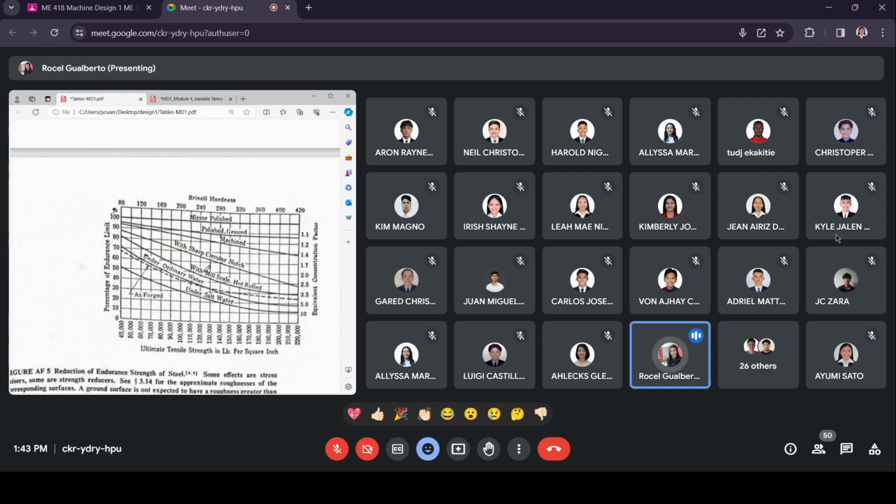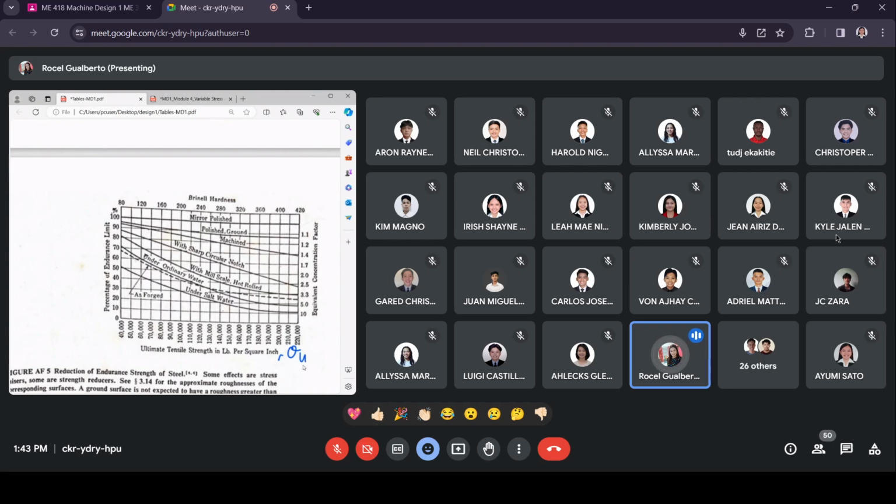So this is our figure AF5. On figure AF5, this is where you'll obtain the value of your surface factor. Surface factor is taken from this figure. How do you use figure AF5? You look at the x-axis, the x-axis that contains your sigma u.